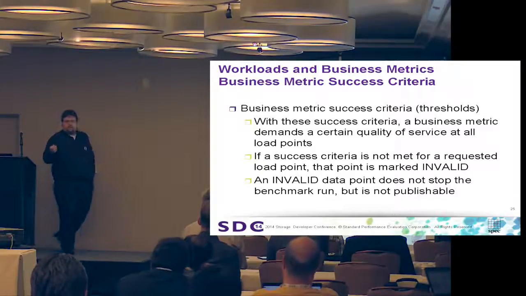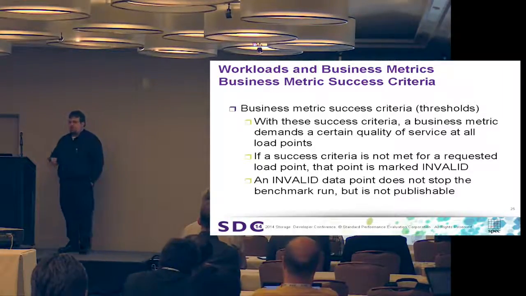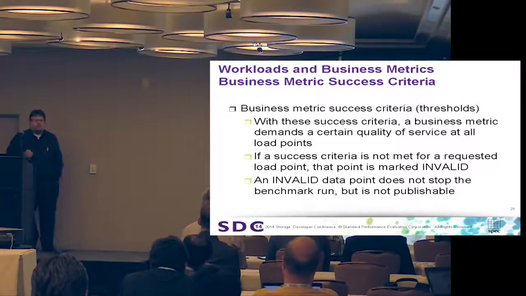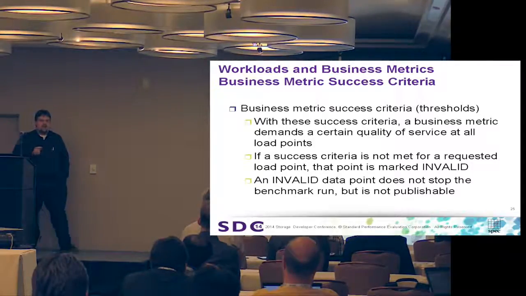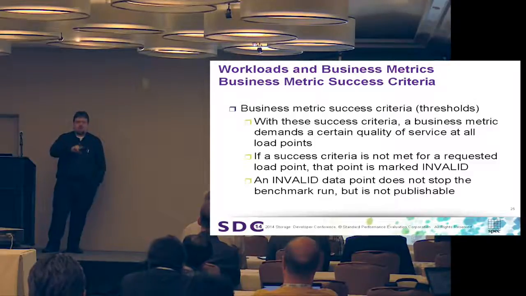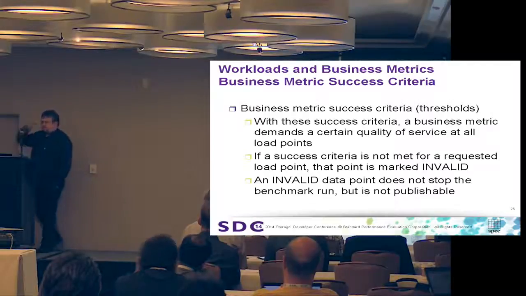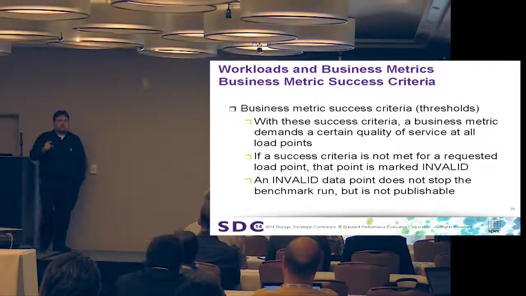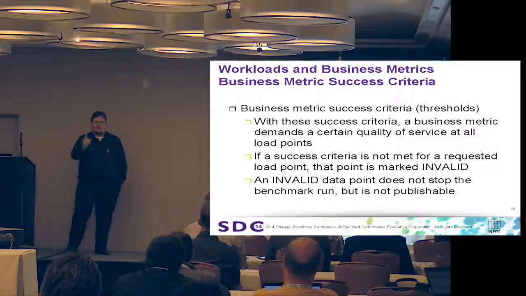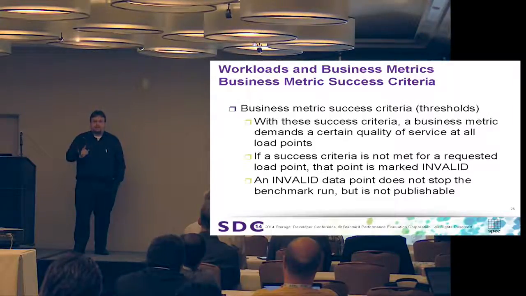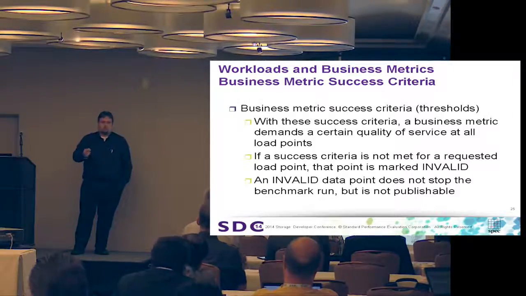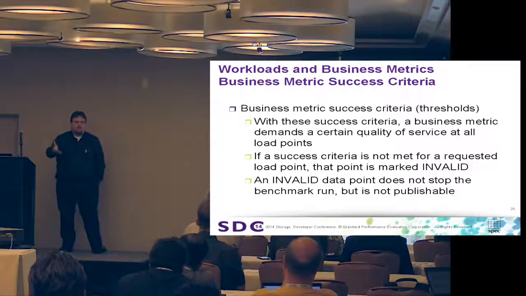So by attaching the success criteria to the business metrics, customers demand a certain quality of service. They aren't just asking for this amount of IOPS. They say, well, you have to do it within these thresholds. And like I said, if any success criteria is not met, that whole load point is marked invalid. That doesn't stop your test run. It does make it non-disclosable and non-reportable. Typically, on your first run, you'll find where you start getting invalid results, and then you will set your load point lower than that. And then all your results would be disclosable and reportable.